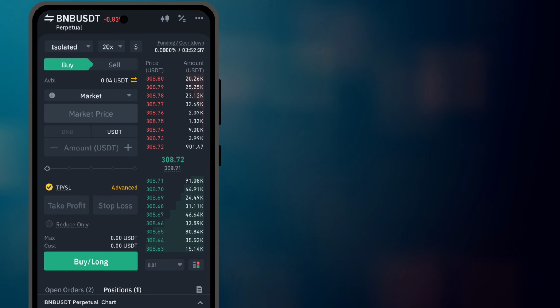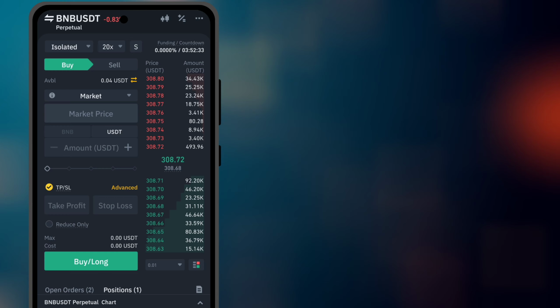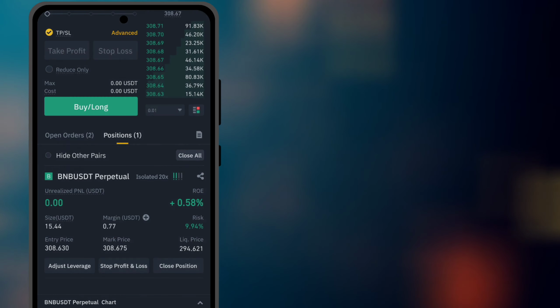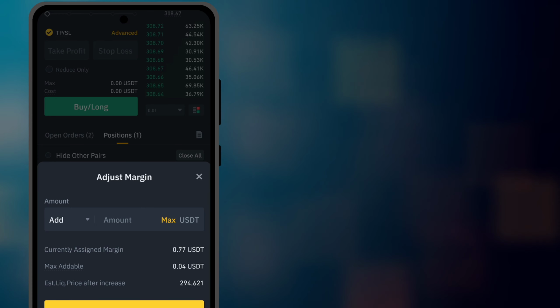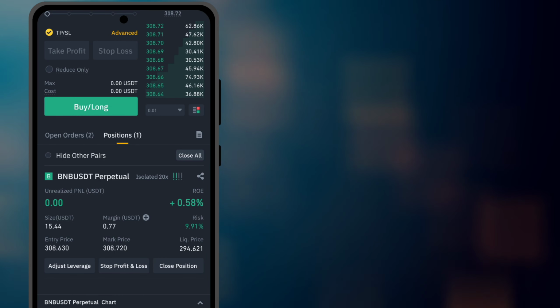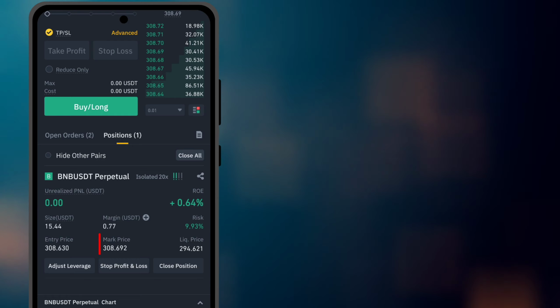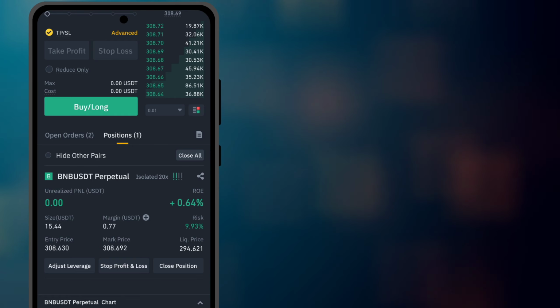Now on this trade, I just cancel the cross margin trade and enter isolated and 20x. So when my trade is open, you can see that I still have this plus button, which means that I can add and remove money, you understand? So take note that this is your entry price, 308, and your market price is at the center, the one that's the current market price, and the liquidation price.